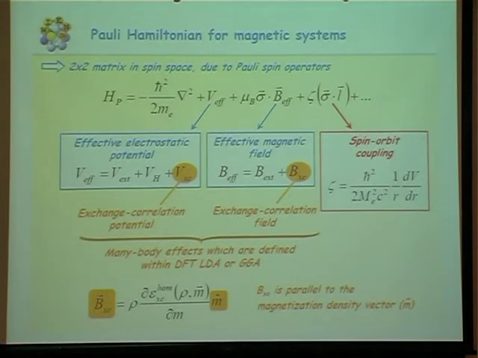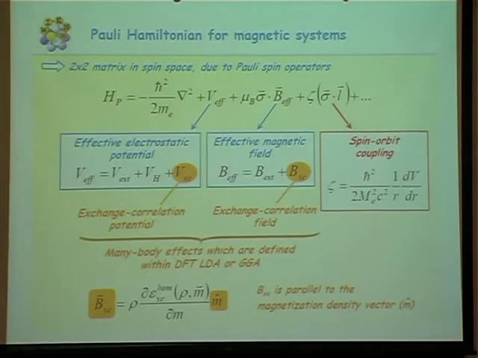If we want to treat this now, we have to solve what we call a Pauli Hamiltonian for a magnetic system. That means our Schrödinger-like equation is now actually a 2x2 matrix in spin space, because we have these Pauli spin operators, the sigmas here and here. These are 2 by 2 matrices.